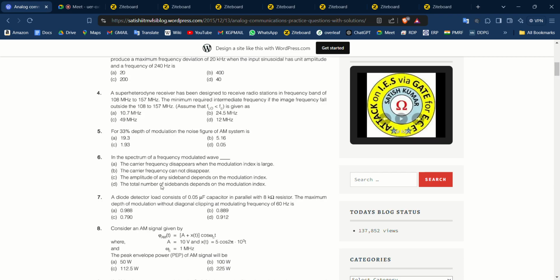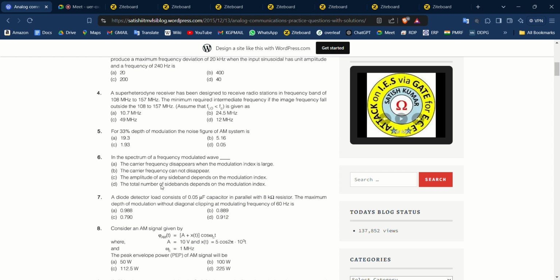In the spectrum of a frequency modulated wave, the carrier frequency disappears when the modulation index is large. The carrier frequency cannot disappear. The amplitude of any sideband depends on the modulation index, and the total number of sidebands depends on the modulation index.